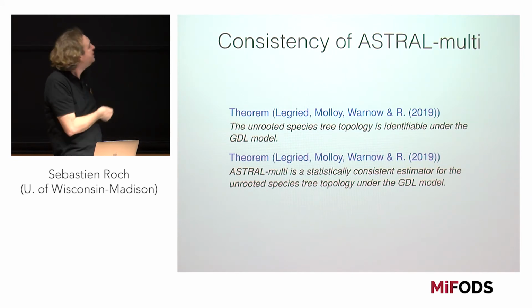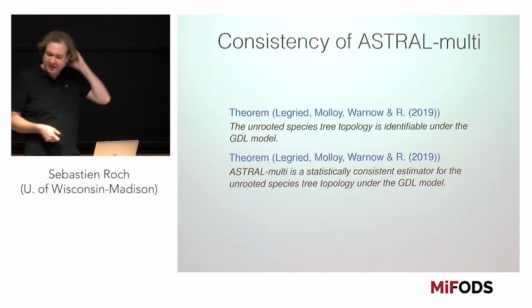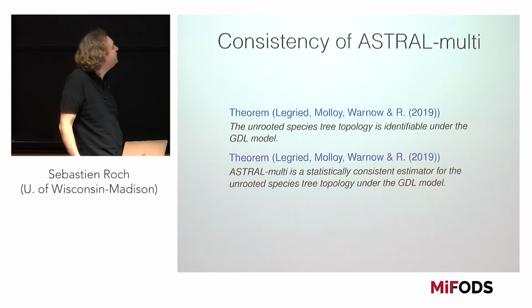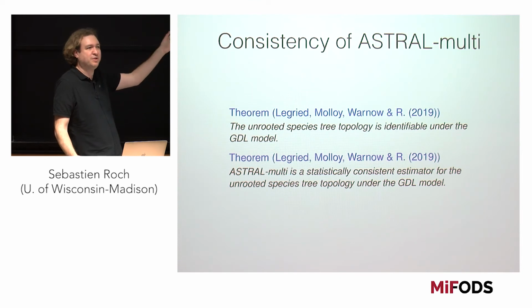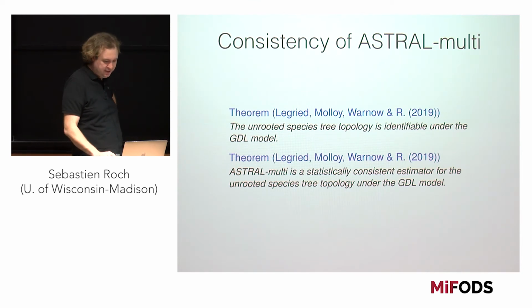The unrooted species tree topology is identifiable. And it also gives you a statistically consistent method. That is, if I get a large number of independent copies of my process, then in the limit, this particular method is guaranteed to reconstruct the true species history.